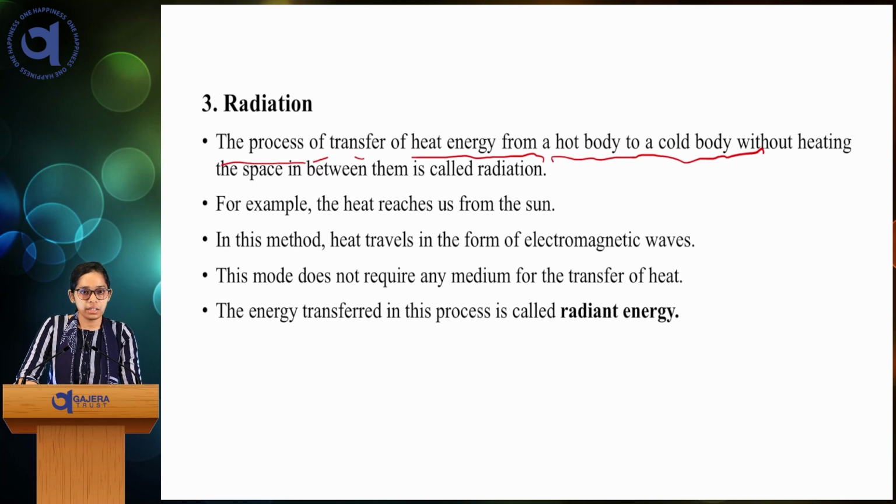Now when radiant energy falls on any object, partially it is absorbed and partially it is reflected. The amount of heat reflected or absorbed depends on the nature and color of the object. We know that dark colors are good absorbers of heat and good radiators of heat, and light colors are poor absorbers of heat. That is why in winter we wear dark colored clothes to keep our body warm.